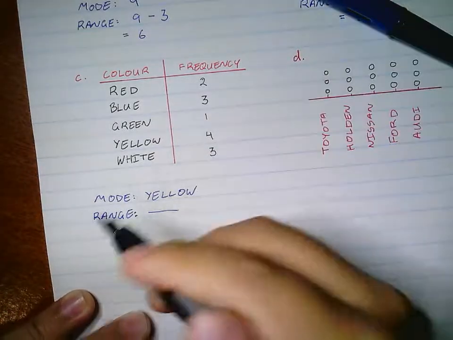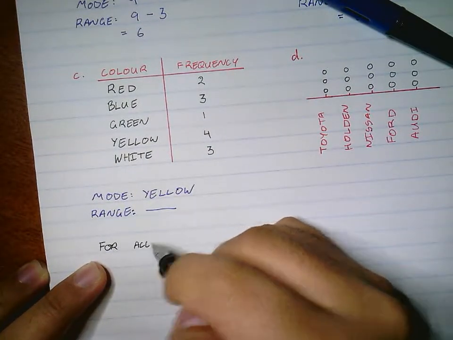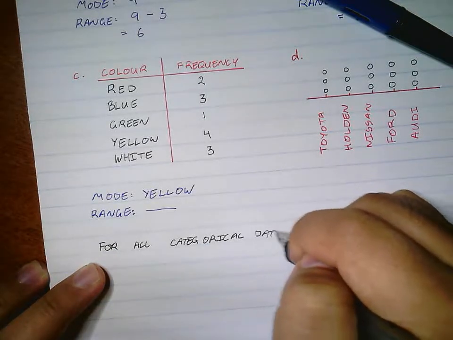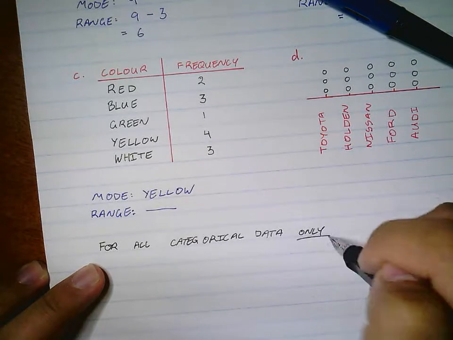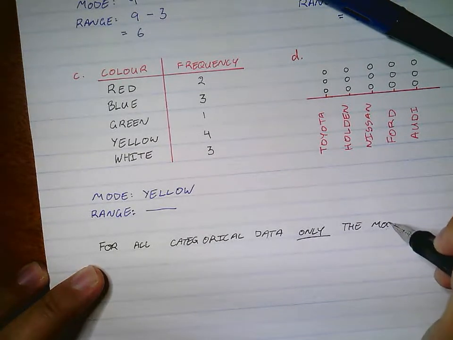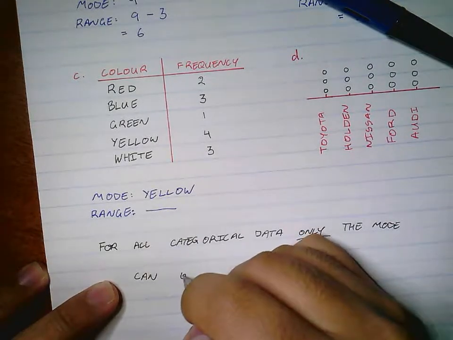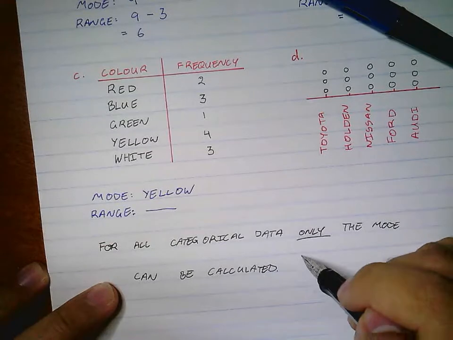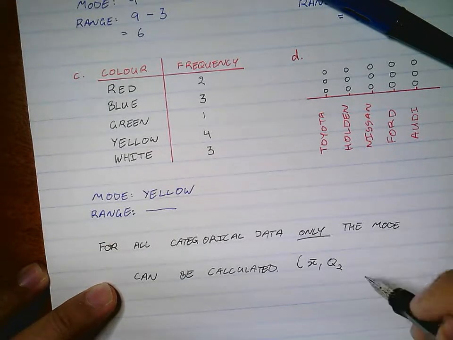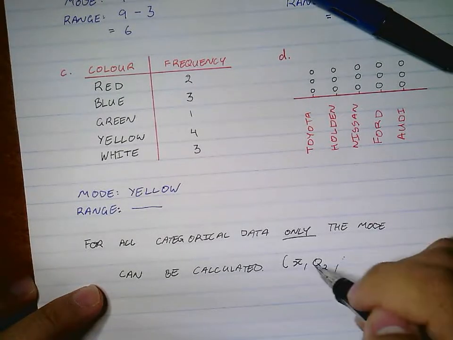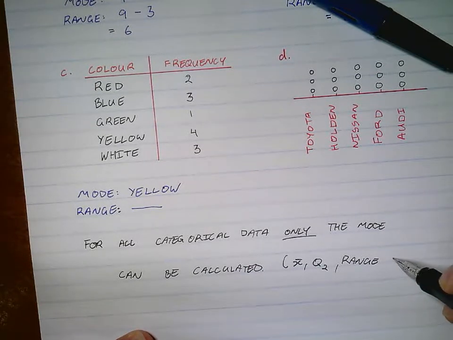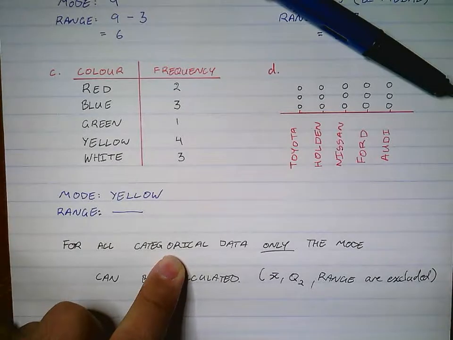I'll leave a little note here. For all categorical data, only the mode can be calculated, meaning that the mean x bar, Q2, and the median, that's the mean, the median, and the range are excluded. That's only for cases of categorical data.